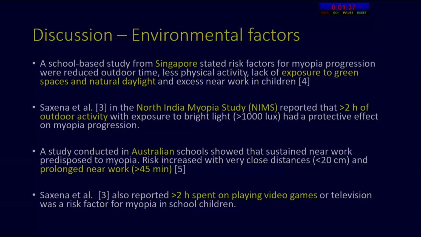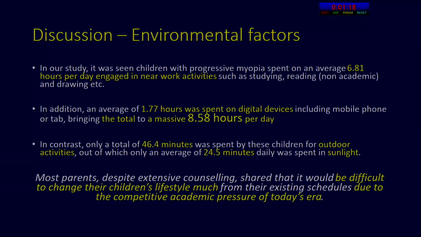We also know from studies from Singapore, Australia, and India, big studies, which show that exposure to green spaces and natural daylight is good for children. And more than 45 minutes of sustained near work is bad for children. And what do our children do? Despite knowing all this, 8.58 hours of indoor activity among children in North Bengal, compared to only 46 minutes of outdoor activities.